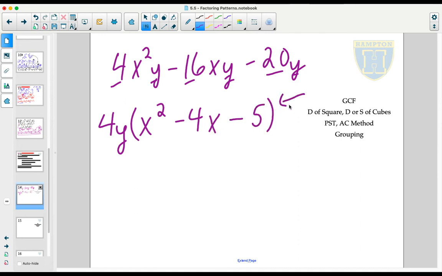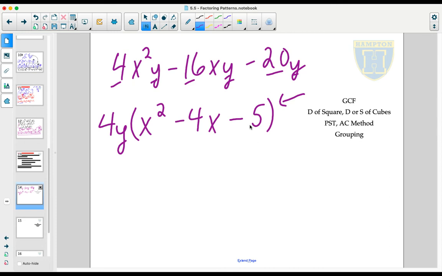This parentheses, this trinomial that's inside the parentheses, is not a difference of squares, nor is it a difference or sum of cubes. There are 3 terms, not 2. So we can discount those strategies almost immediately. It's not a perfect square. While x squared is a square, 5 is not a square. Therefore, it's not a perfect square.